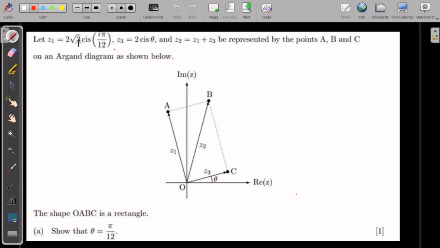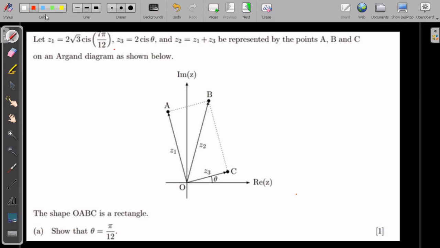Let z1 be 2 square root 3, with argument 7 pi over 12, z3 be 2 with argument theta, and z2 be z1 plus z3, represented by the points A, B, C on an Argand diagram as shown below. Now, the shape of ABC is a rectangle. Show that theta is pi over 12. So I want basically theta.